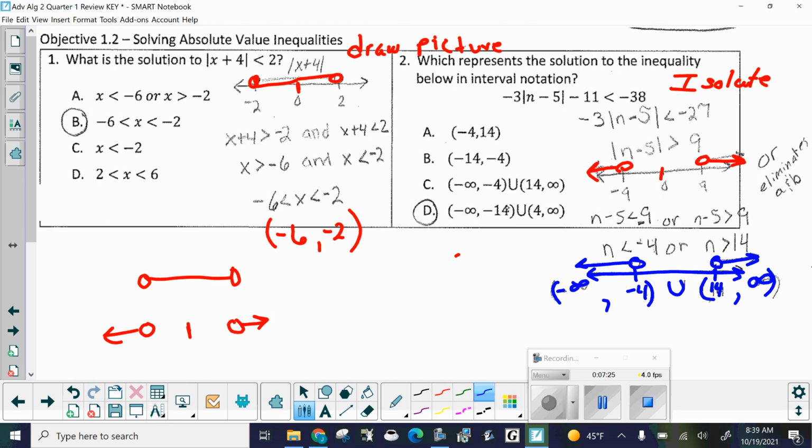Which option over here matches up? D. Okay? D matches up. Negative infinity to negative 4, or 14 to infinity.